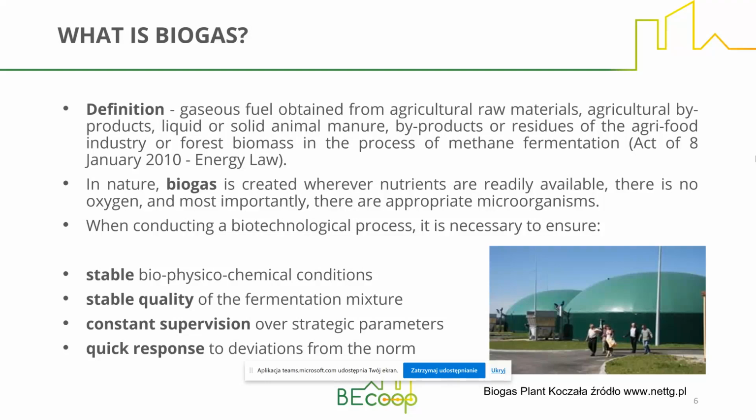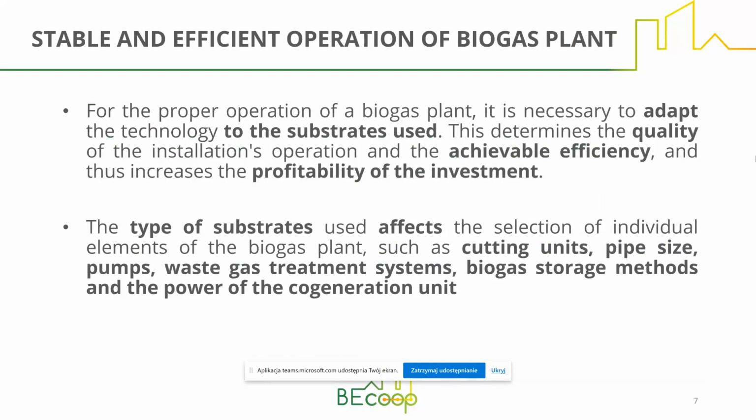When conducting a biotechnological process, it is necessary to ensure stable biophysical and chemical conditions, which is very crucial in terms of substrates for biogas plants, a stable quality of the fermentation mixture, and constant supervision over strategic parameters. It is also very important for the operation of biogas plants to have quick responses to deviations from the norm. The stable and efficient operation of a biogas plant demands a stable physical and chemical composition of the substrates. For proper operation, it is necessary to adapt the technology to the substrates used.